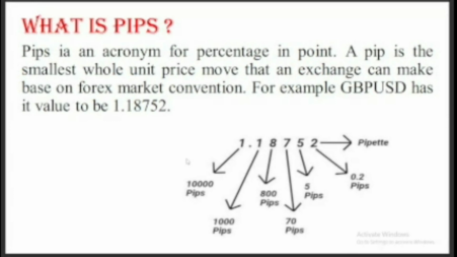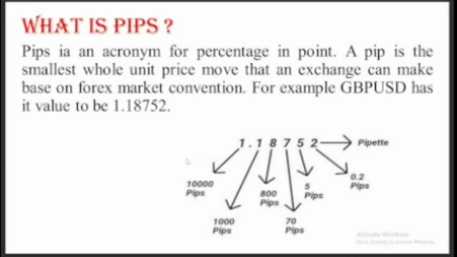Here we have pips. What is a pip? Pip is an acronym for percentage in points. A pip is the smallest whole unit price move that an exchange rate can make based on forex market convention. What a pip is: a price move in a particular direction for a couple of ticks, like a couple of points. That particular point that it's moved is what we calculate as a pip.